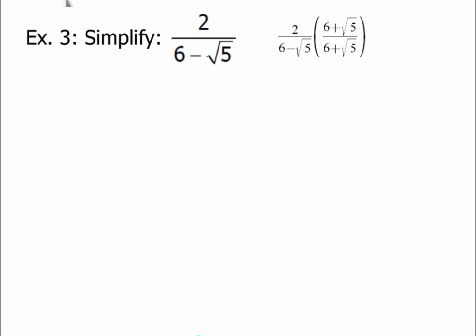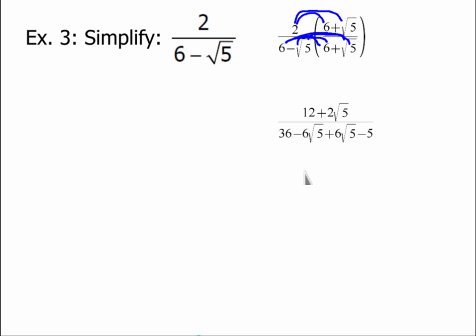So if I work that out, I've got to do some distributing. 2 times 6, 2 times square root of 5. 6 times 6, 6 times square root of 5. Negative square root of 5 times 6, and then square root of 5 times square root of 5. So I've got to do some distributing on the top and the bottom.